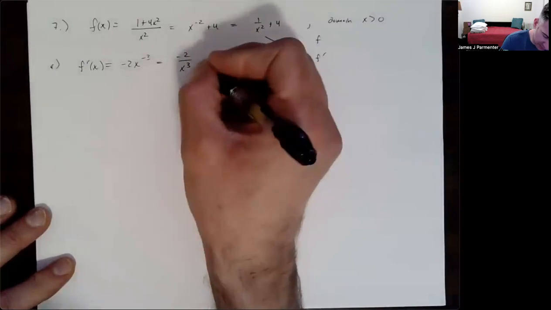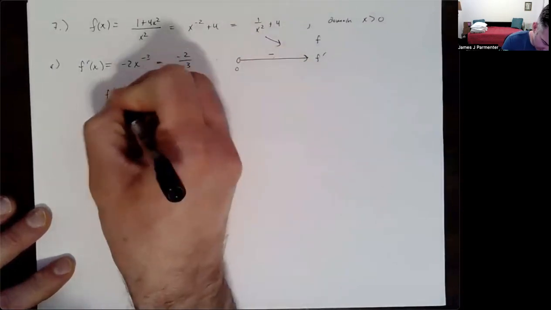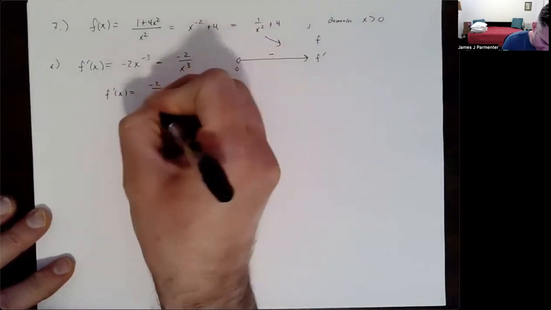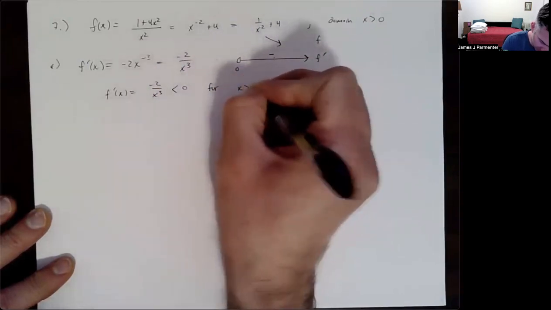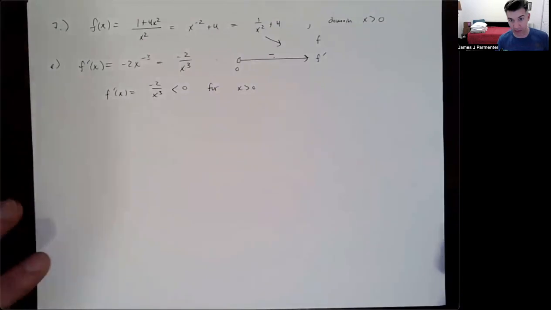So I should say that f prime of x equal to negative 2 over x cubed is always less than 0 for x being positive, because we're stuck with x being positive.